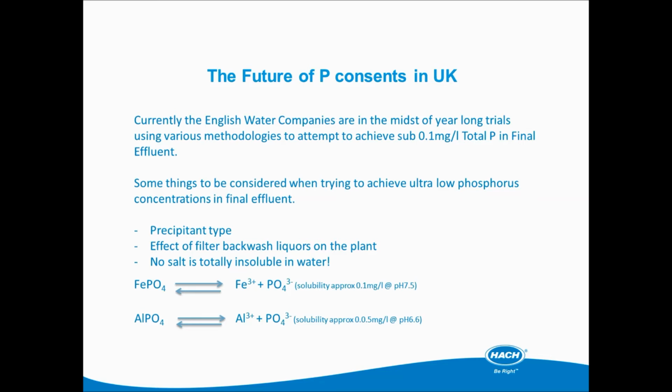Should the pH reduce to 7, then the dissociation equilibrium shifts and more phosphate becomes redissolved, giving a value of around 0.2. Figures for aluminium are slightly different, with the minimum solubility occurring at a pH of 6.6, giving rise to values less than 0.05 milligrams per litre. It's my opinion that chemical treatment alone will not achieve the sub 0.1 milligram per litre total phosphorus target requested by the Environment Agency.